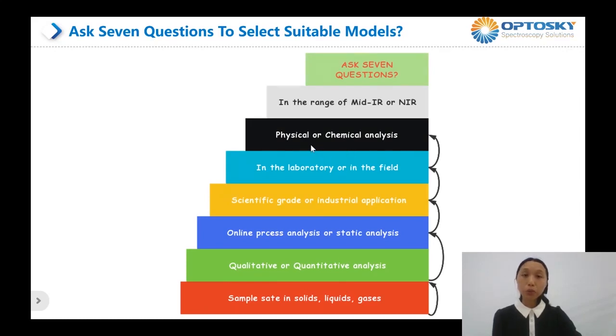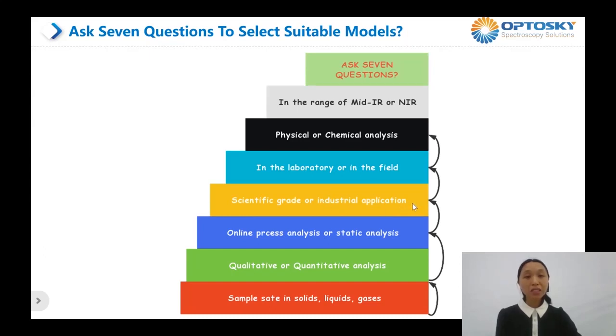Of course, it's very important to check whether it is physical analysis or chemical analysis, and whether you are using it in the laboratory or in the field. If in the laboratory, you can choose the benchtop with higher performance and functionality. If in the field, you can choose a more compact size, and it's better to choose one with a large screen and battery to take to the field. You can also choose scientific grade or industrial application. For scientific grade, they usually ask for higher performance and wider functionalities, and they usually have more budget because they want to use these instruments for many applications. But for some industry applications, they may need single functions and want it more cost effective, or they want to do some online analysis.